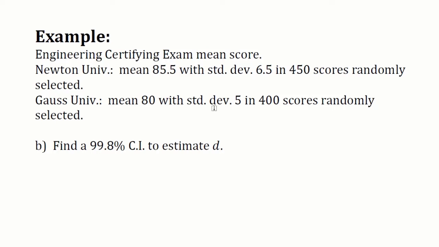And now let's look at part B of our current example. All that given information is retained exactly the same, and it's still in the description of our example. Part B of the example is now asking us to find a 99.8% confidence interval. Again, remind yourself that CI stands for confidence interval, and the purpose of our interval here is to estimate D.